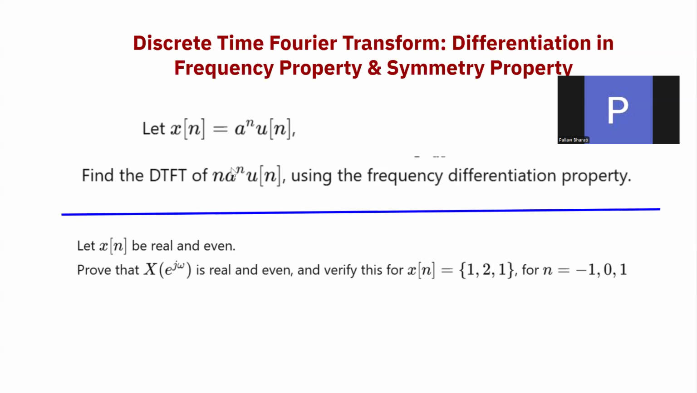Then if you multiply here, you are going to differentiate it once, because you have multiplied by n. If it would be n squared, then you are going to differentiate it 2 times. For the symmetry property, there were many parts: real and even, real and odd, all those. For different types of signal, you had different properties in the frequency domain.